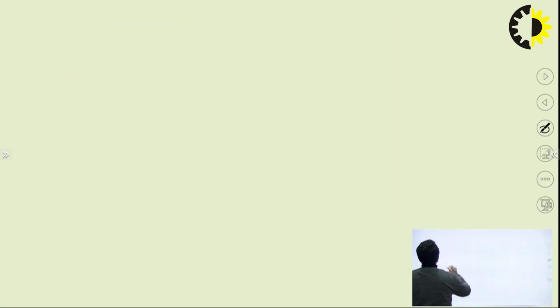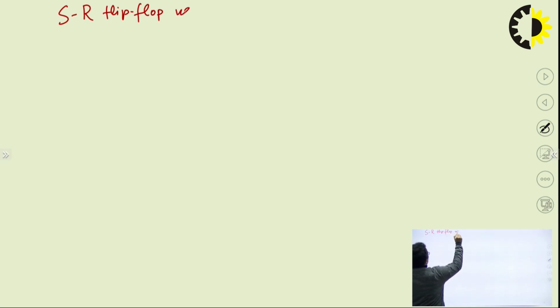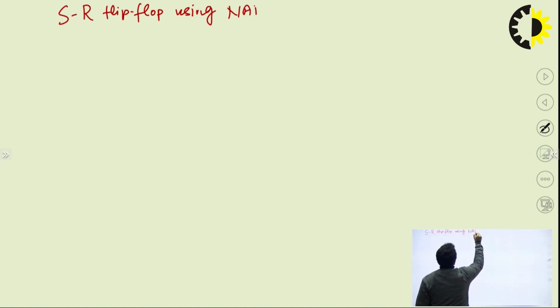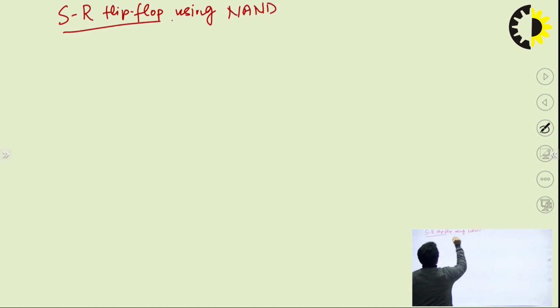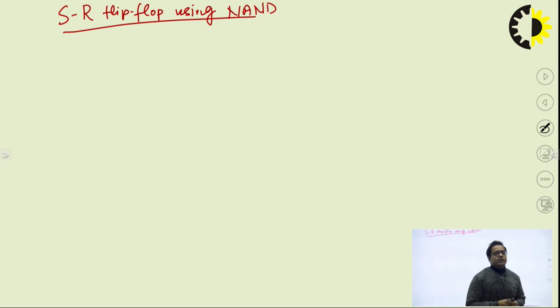Okay. So the next topic is the SR flip-flop using NAND gate. In the last case we discussed the SR flip-flop using NOR gate, and in this case we are going to discuss the SR flip-flop using NAND gate.